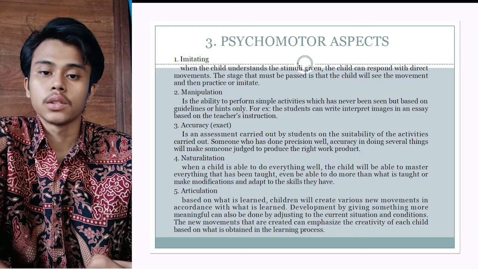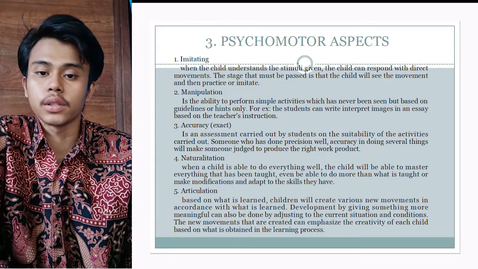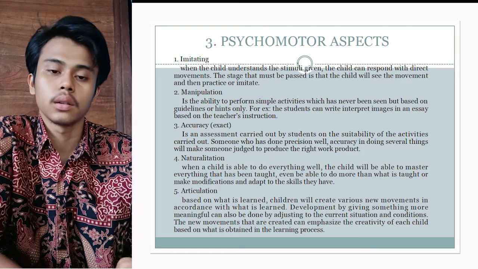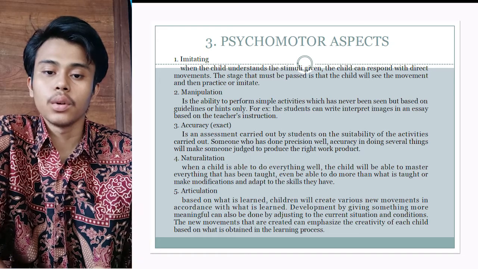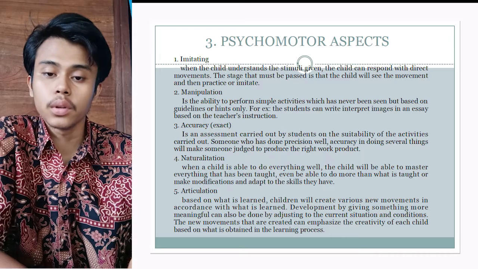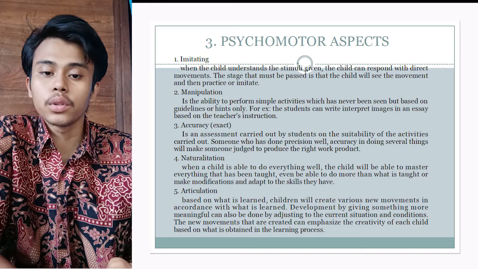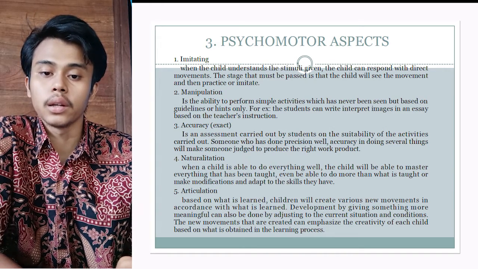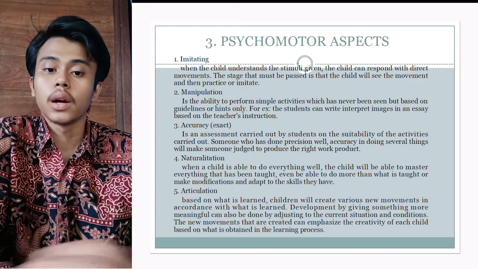Someone who has done precision well, accuracy in doing several things, will be judged to produce the right work product. Number 4, naturalization. When a child is able to do everything well, the child will be able to master everything that has been taught, even be able to do more than what is taught or make modifications and adapt to the skill they have. Number 5, articulation.